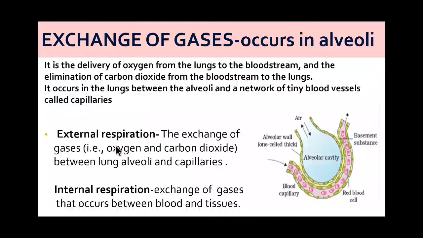So it consists of two, that is external respiration and internal respiration. That means the exchange of gases between the lung alveoli and capillaries, and then the exchange of gases that occurs between blood and tissue. Then from here it is carried away to all parts of the cell. As a result, the oxygen diffuses from the alveolar air to the blood present in the capillaries around the alveoli, and then carbon dioxide diffuses from the blood into alveolar air. And from here the oxygen is carried away to all the blood vessels.